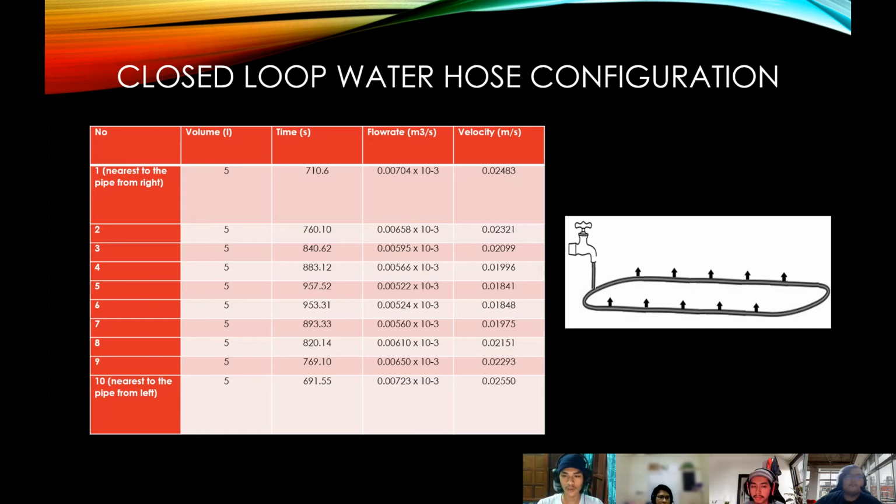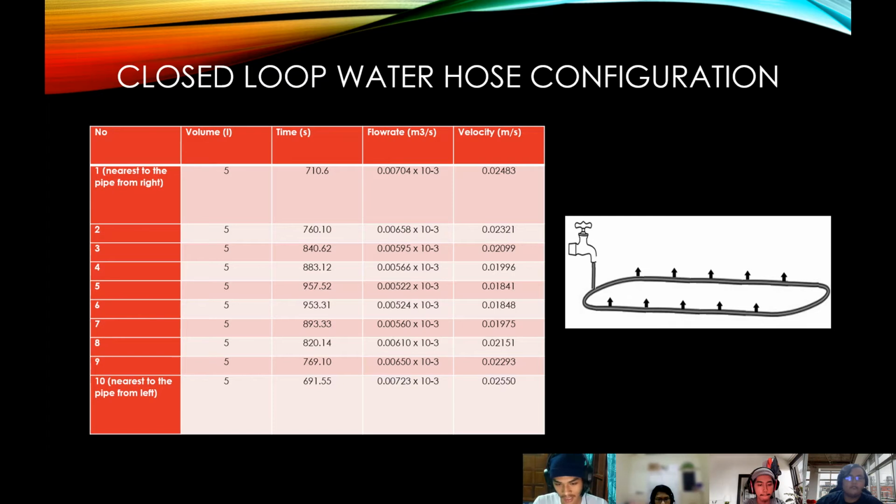So for the closed loop water hose, it is also the same way of calculation like the straight line water hose configuration. We have the time for each of the holes, the time taken to fill 5 liters of water, and then we have the flow rate, which we can calculate using the equation volume over time, and then we get the velocity using the flow rate. The equation for velocity is 4 times flow rate over pi times diameter square.